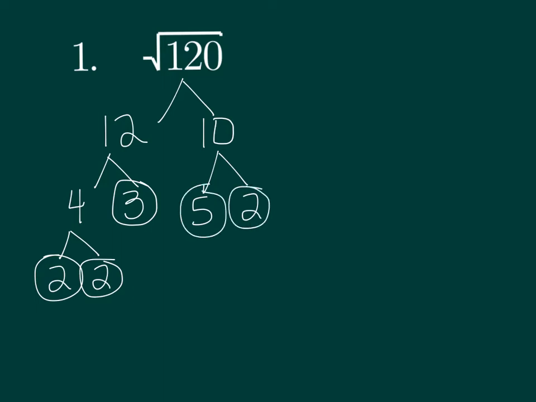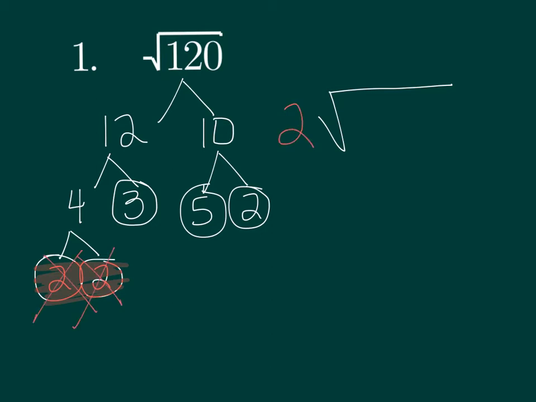Now what happens is we have our square root. Anytime I can pair a number up with another number, it's going to come out. So every pair, 1 comes out. See how I have these 2 2s? That's a pair of 2s. So I am going to bring out 1 2, and those are gone.